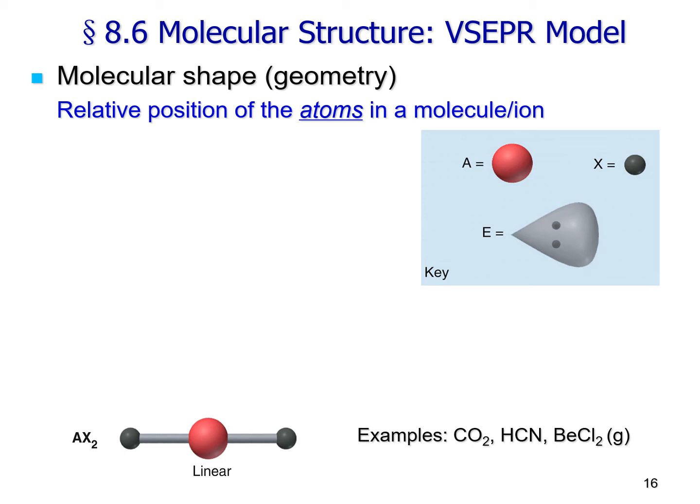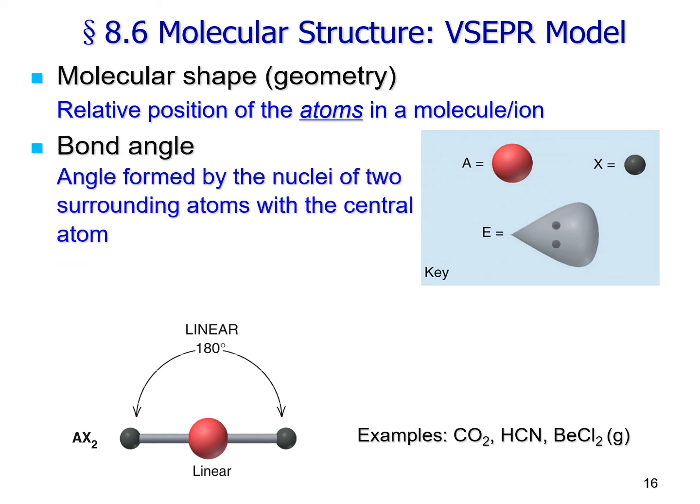So we now understand that the geometry of this particular molecule, like carbon dioxide, is linear. And also we have a bond angle, because bond angle becomes quite important for us to determine just how many electron groups we can have on a central atom, or to reduce just how many electron groups on a central atom in a molecule. Bond angle is the angle formed by the nuclei with the two surrounding atoms with the central atom. So as we can see here, it's a linear 180 degrees.